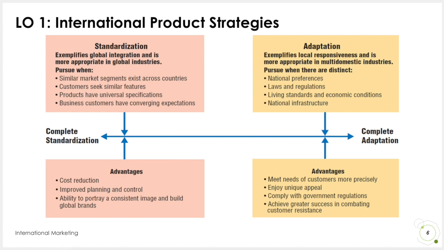Differences in living standard and economic condition also cause companies to adapt their product. Firms have to adjust the pricing and complexity of their products in order to accommodate differing income levels worldwide. For example, because income level varies substantially around the world, firms attempt to adjust both the pricing and the complexity of their product offering for individual markets.